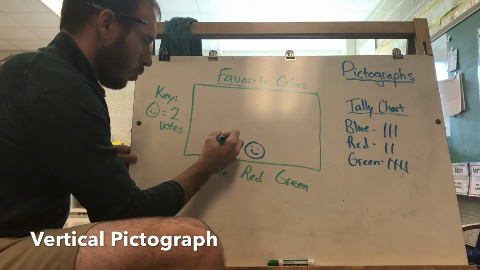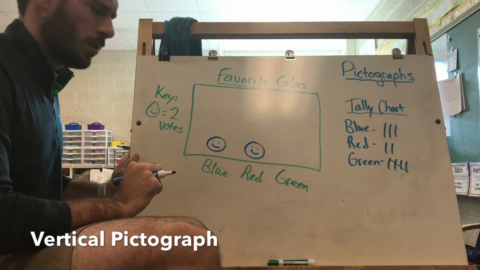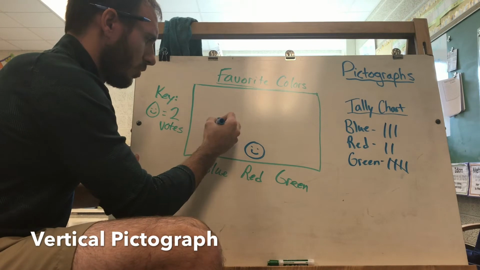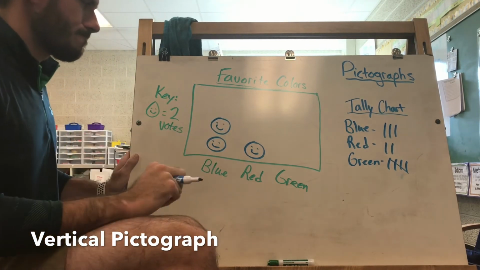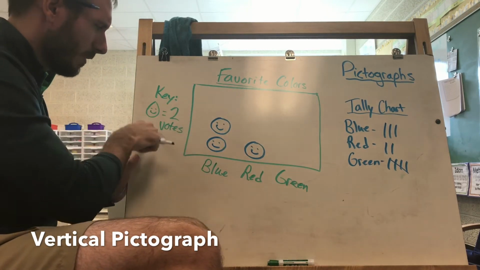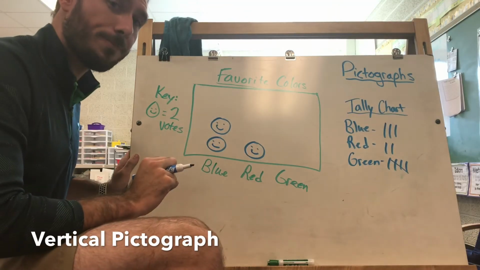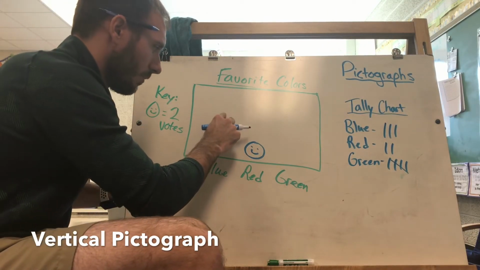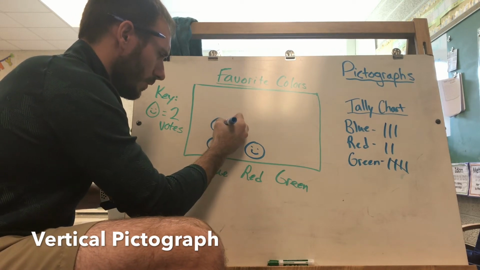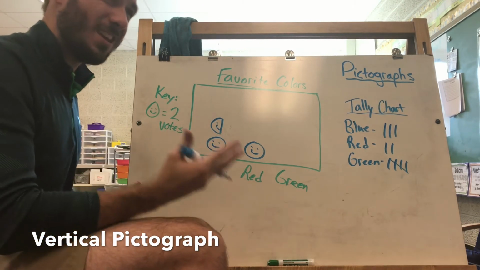Okay? 1 smiley face for sure because that's 2, but I actually have 3. So, I can't use a full circle. Let me draw one real quick. But if I look at my tally chart information, that's 3. This tells me based off the key I have 4. That's not right. So what you're going to see on pictographs is something like this. Okay, connect that a little bit. You're going to see half a symbol.